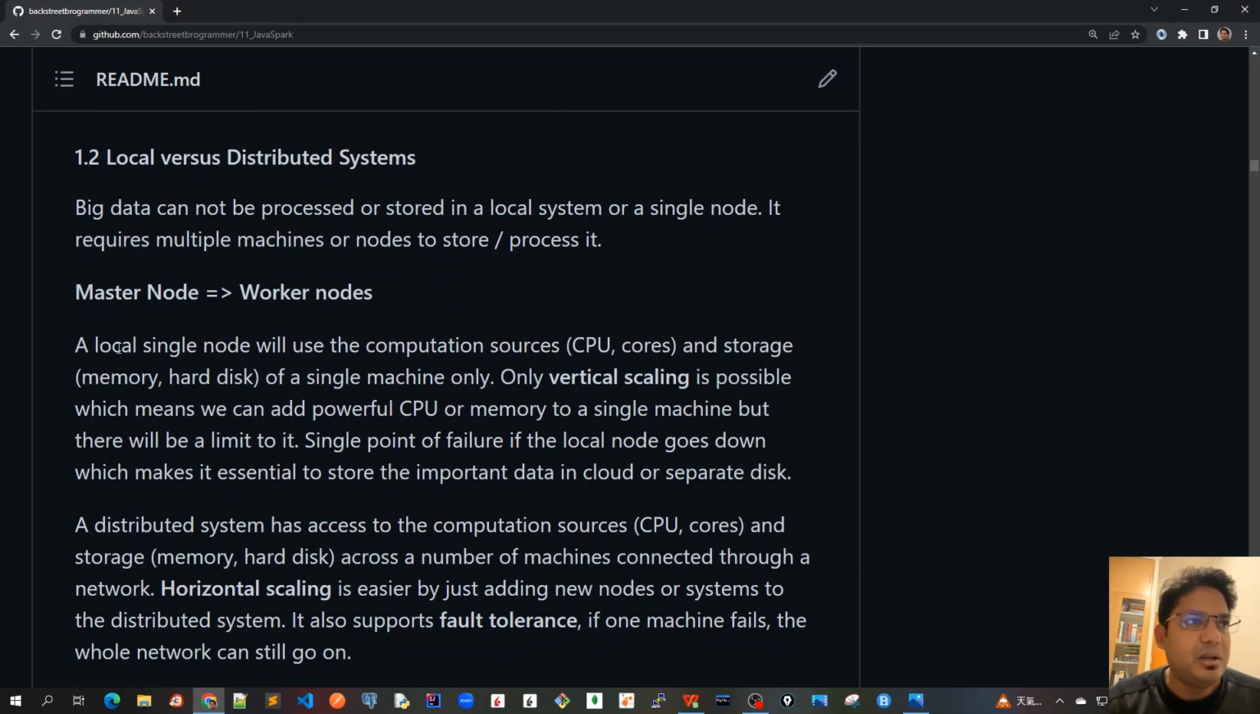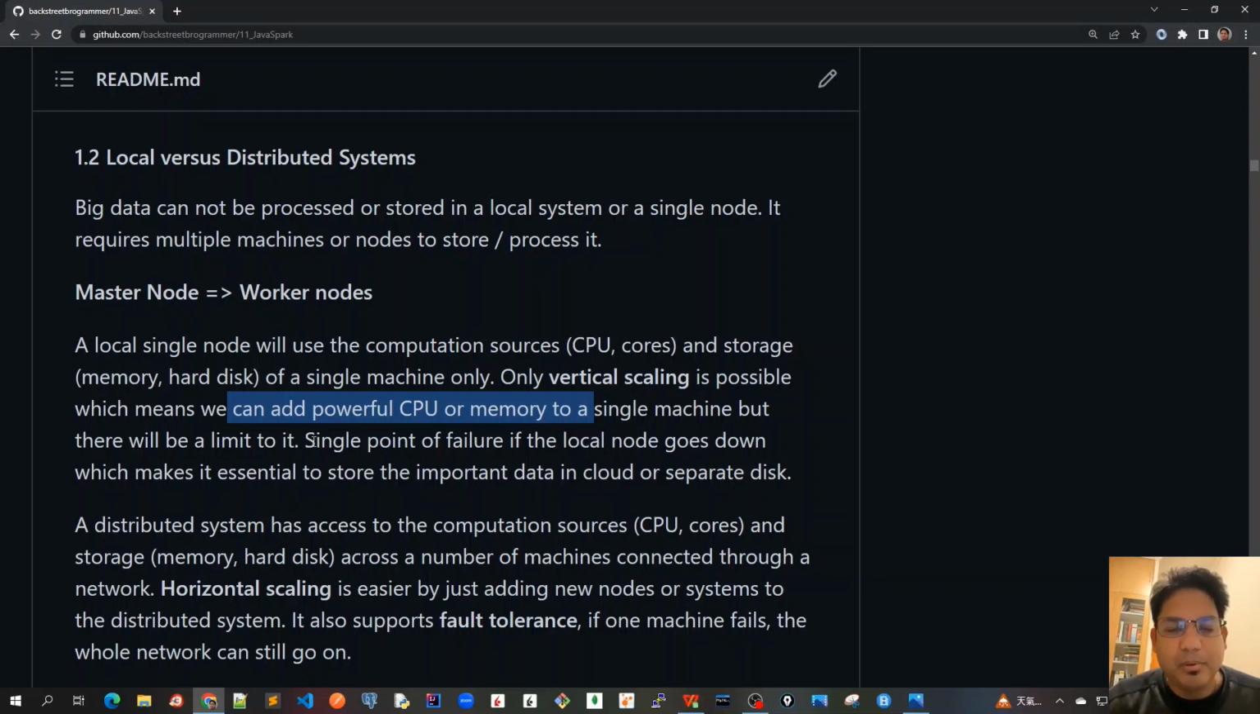Thus, we can say that a local single node will use the computation sources, CPU cores, and storage, memory and hard disk, of a single machine only. Only vertical scaling is possible, which means we can add a powerful CPU or memory to a single machine, but there will be a limit to it. We cannot go beyond a certain limit.